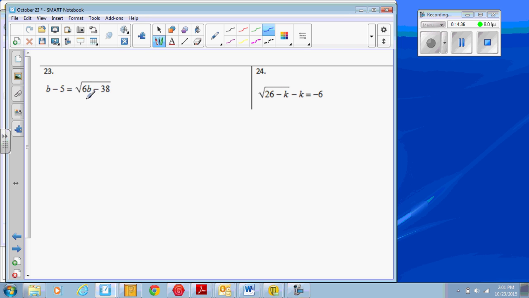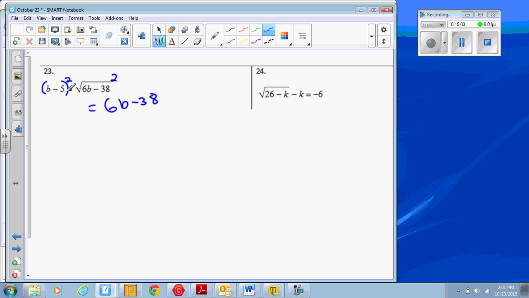What we're going to do is square both sides. So when I square this side, I have to also square this side. Now, squaring the left side, the right side is pretty simple to see. That's just going to be 6b minus 38. But when I square the second side, I'm not just going to get b squared minus 25. I'm squaring the entire side as a whole.